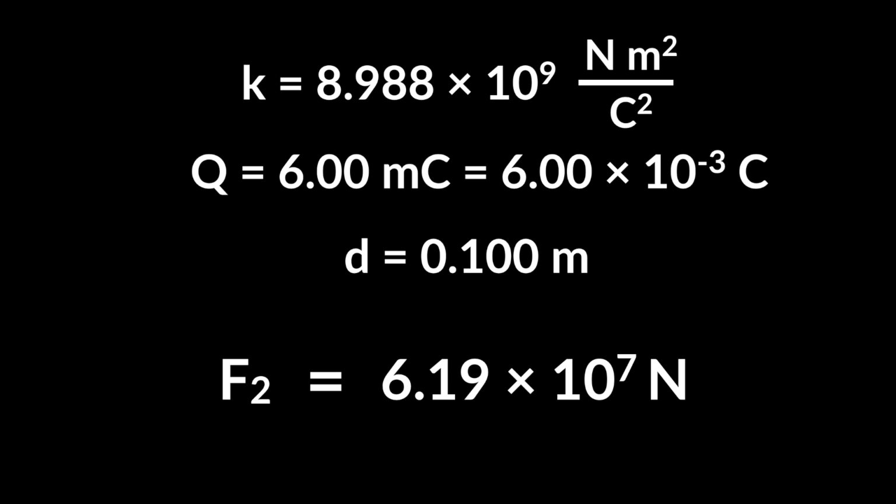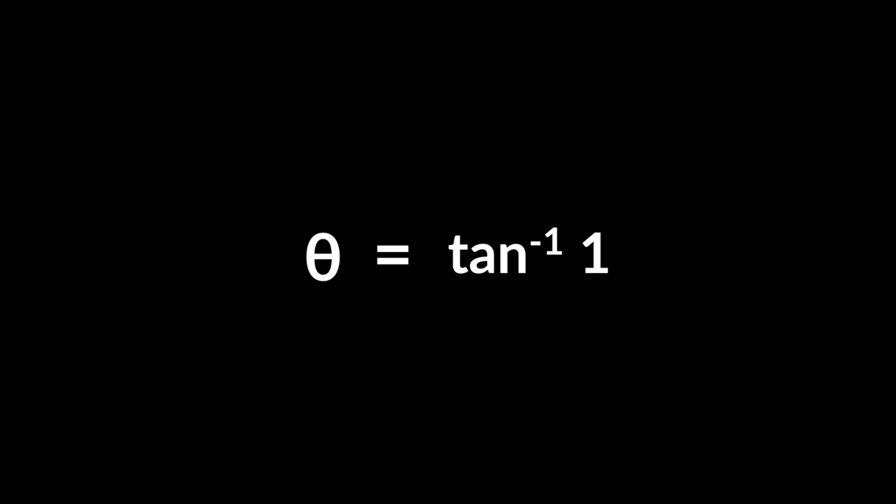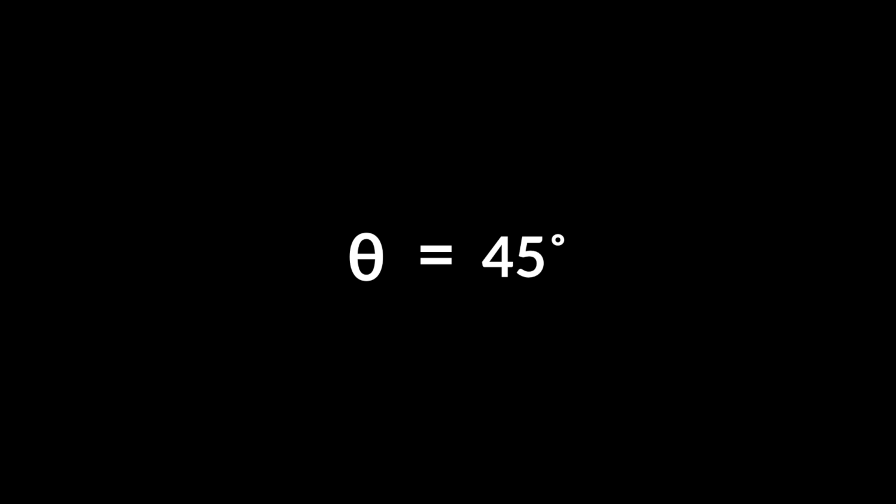The very last thing we have to find is the direction of this vector, because this is just the magnitude. And we use a handy trick from trigonometry, which is that theta, or the angle, is the tan inverse of the y component over the x component. But remember that the y and x components were equal, so their quotient is 1, and tan inverse of 1 is 45 degrees, so that is the direction of the resultant, 45 degrees above the x-axis.